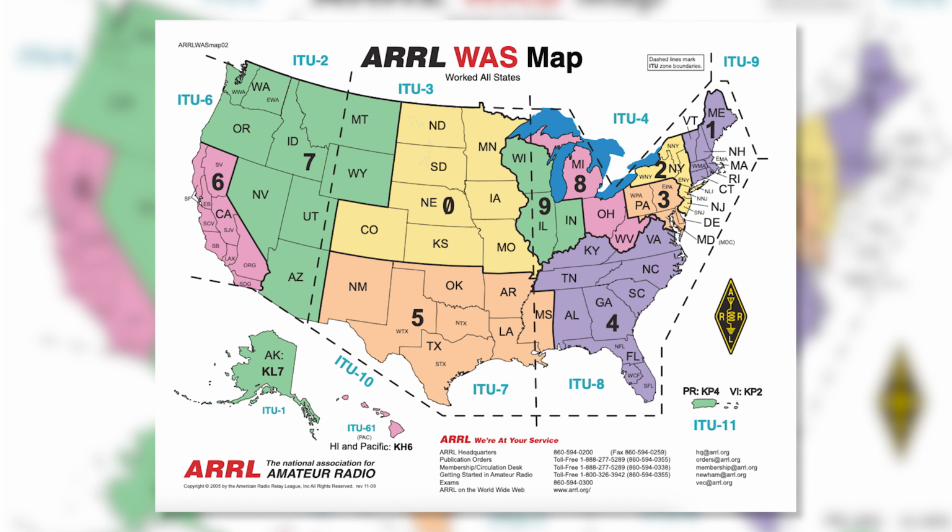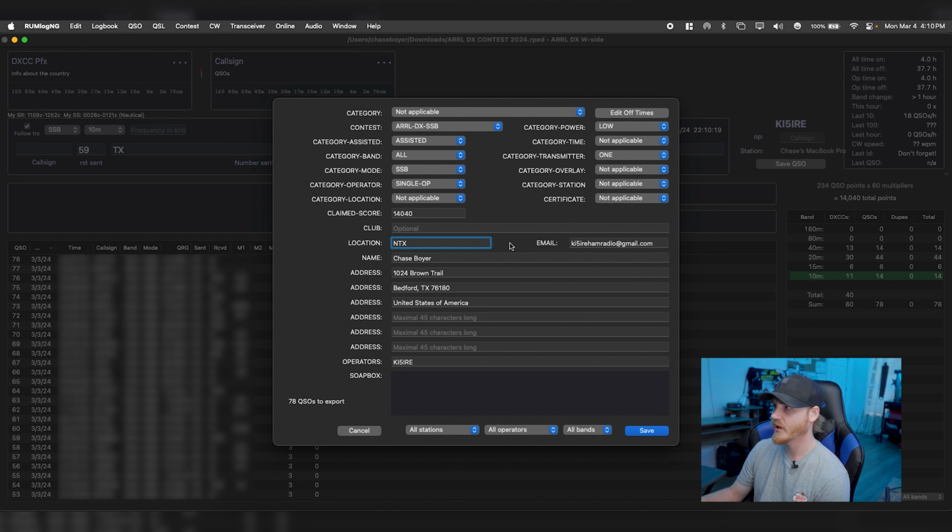And for your location, you're going to use the ARRL location map, but you should be seeing it on the screen right now. And then you're going to put your email address and your name and address. I personally put the number, address, and the street, and the city, state, and zip code. And I put United States of America since I live in the United States of America. And down here under operators, you're going to put your call sign.